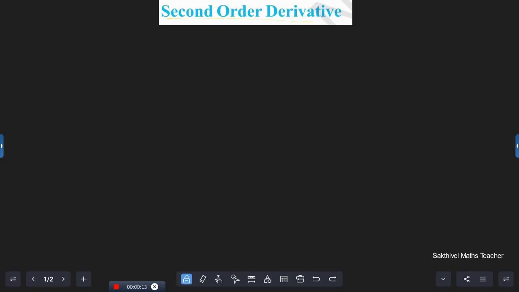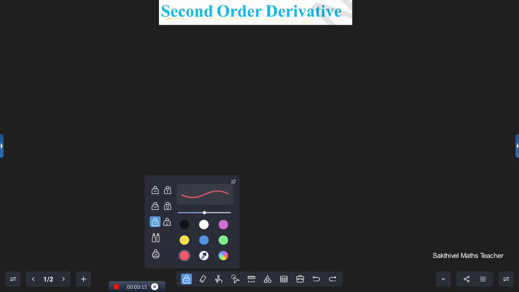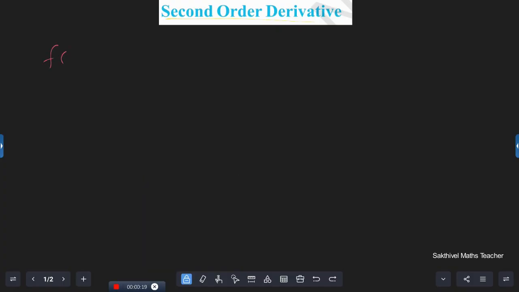Second order derivative means very simple. Double time we have to differentiate whatever is given. Generally, they will be giving f of x. We'll take y is equal to f of x. If you are differentiating with respect to x on both sides, now you will be getting dy divided by dx, which is equal to f dash of x.